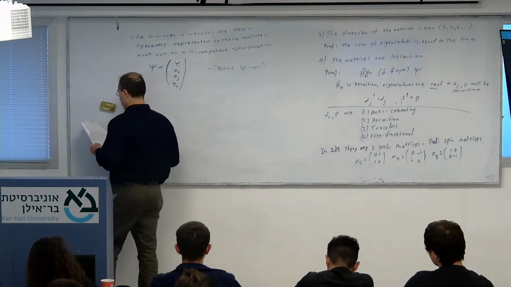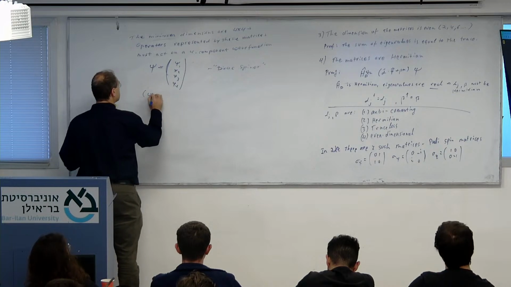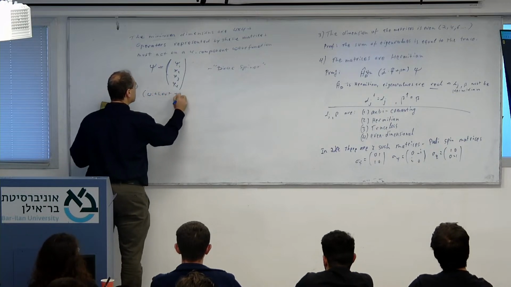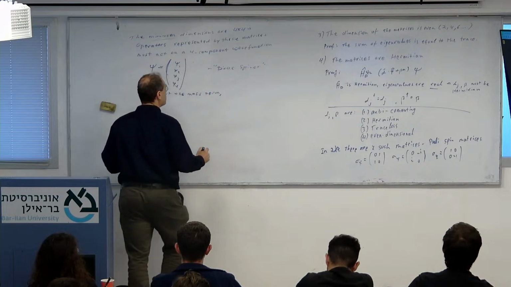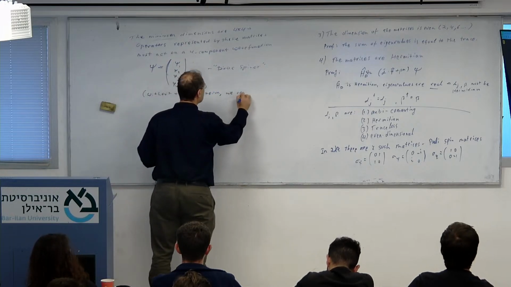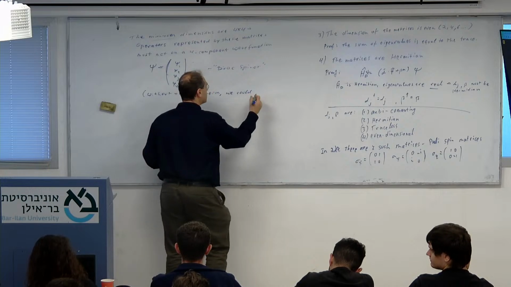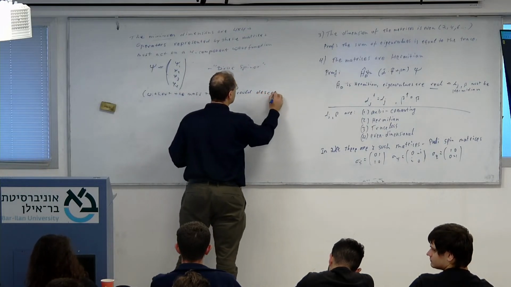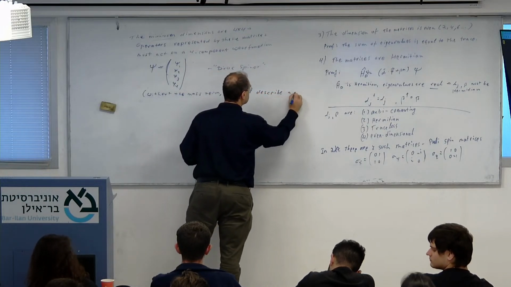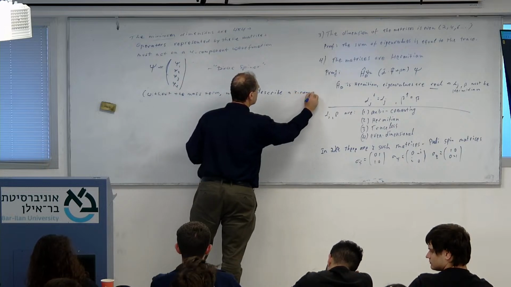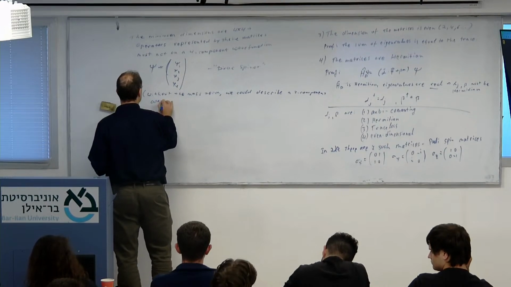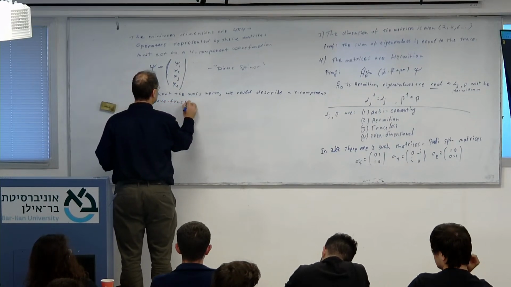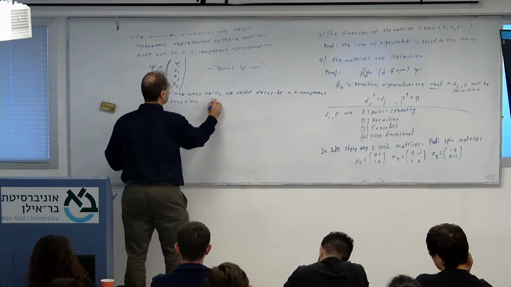In that case, the function will be called a Weyl spinor. So, without the mass term, we could describe a 2-component wave function, which is known as a Weyl spinor.